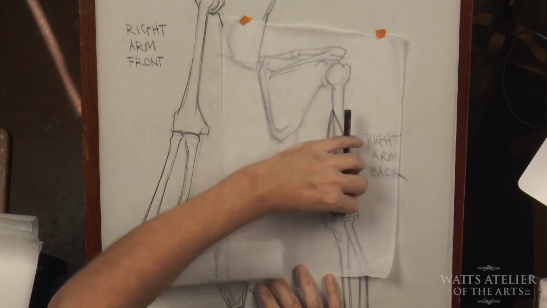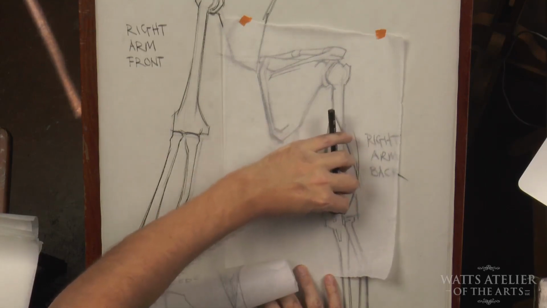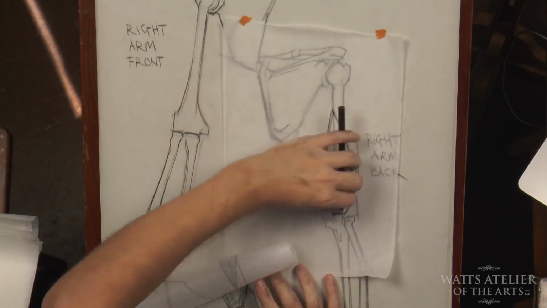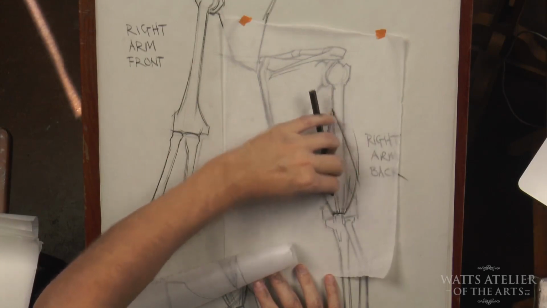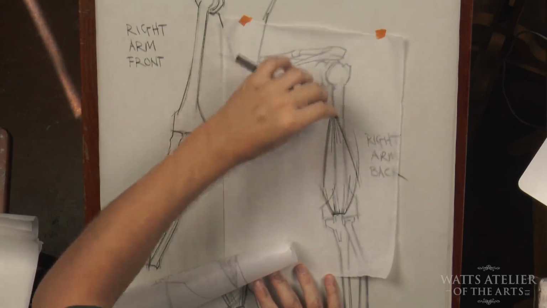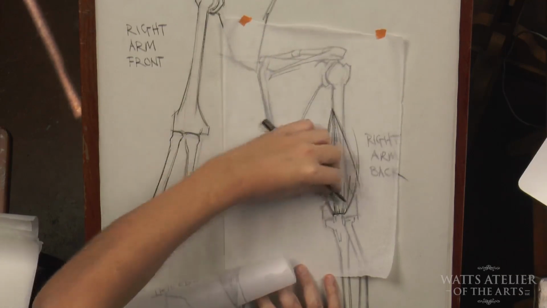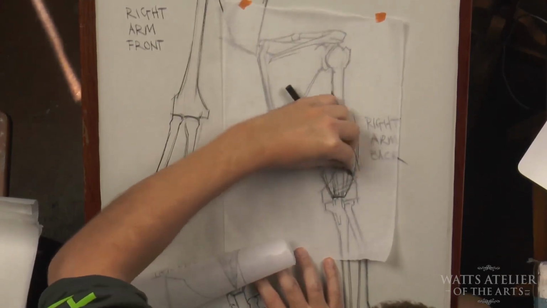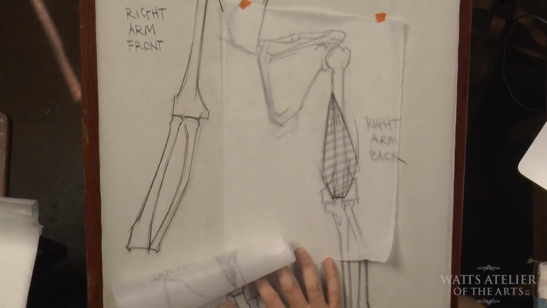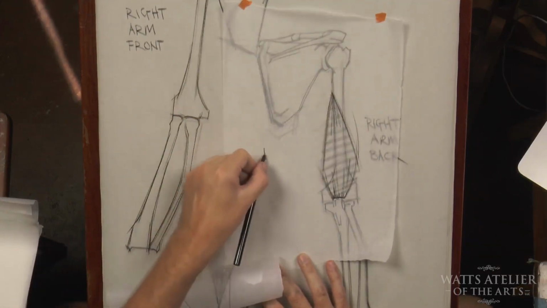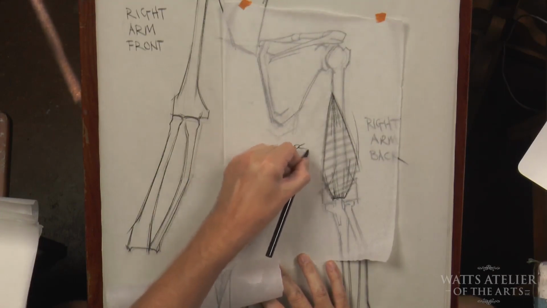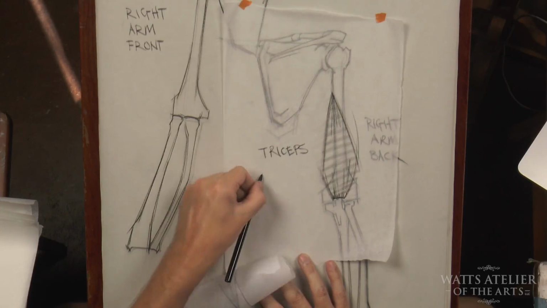right? So we'll add indication, just so we know there's a little tendon on that side, just a little bit, and then some muscle striations. There you go, triceps. Medial head.